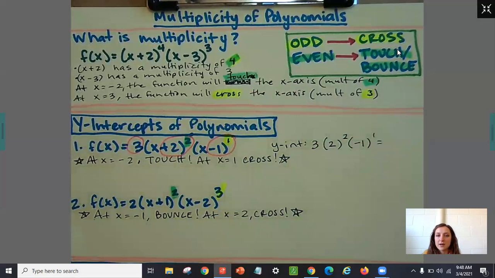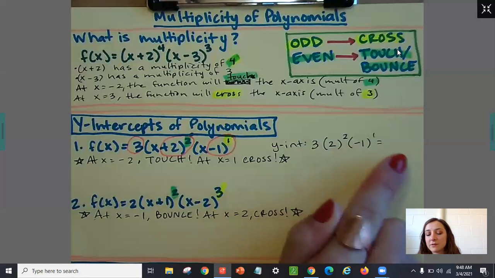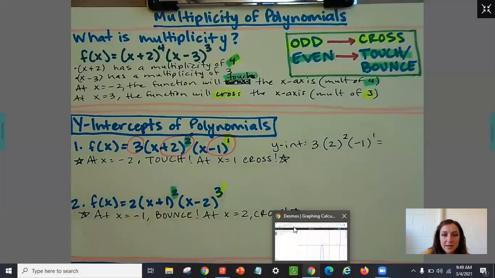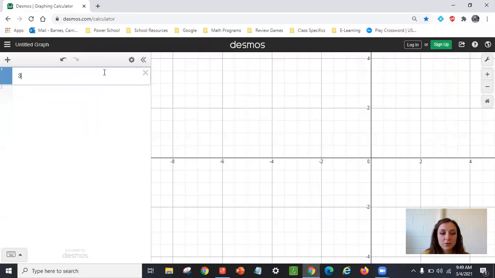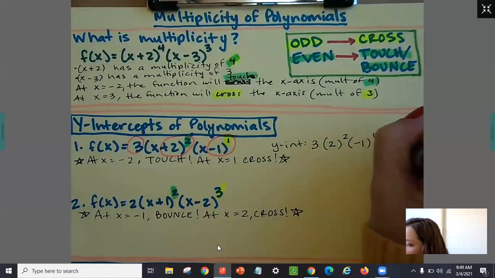Of course, you can do this in your head. 2 squared is 4, so we have 3 times 4, that's 12. And then 12 times -1 is going to be -12. But what you can do instead is just go to Desmos and type that in and see what it gives you. 3, 2 squared times -1 to the first power. You're going to get -12 there. Okay, so let's come back. And the y-intercept is going to be at -12.